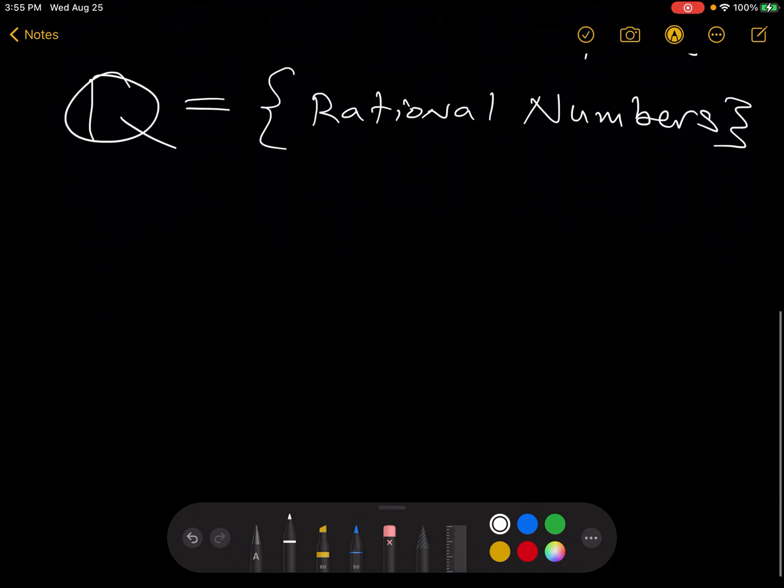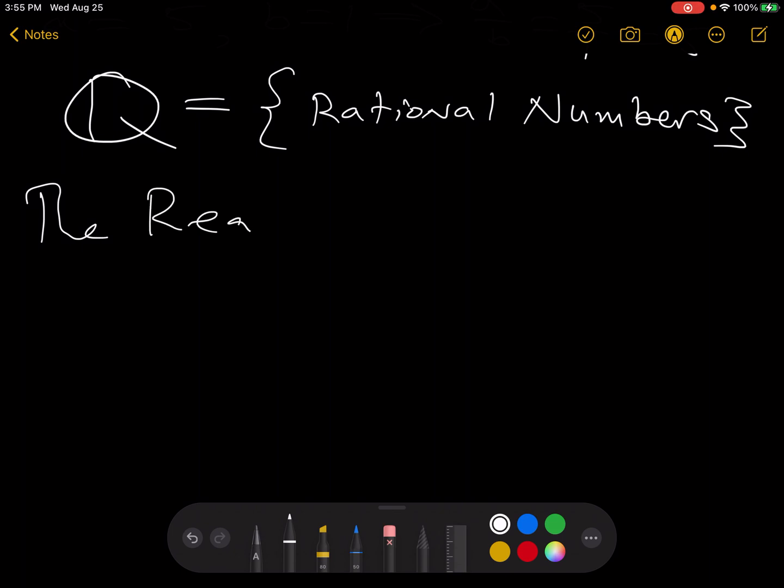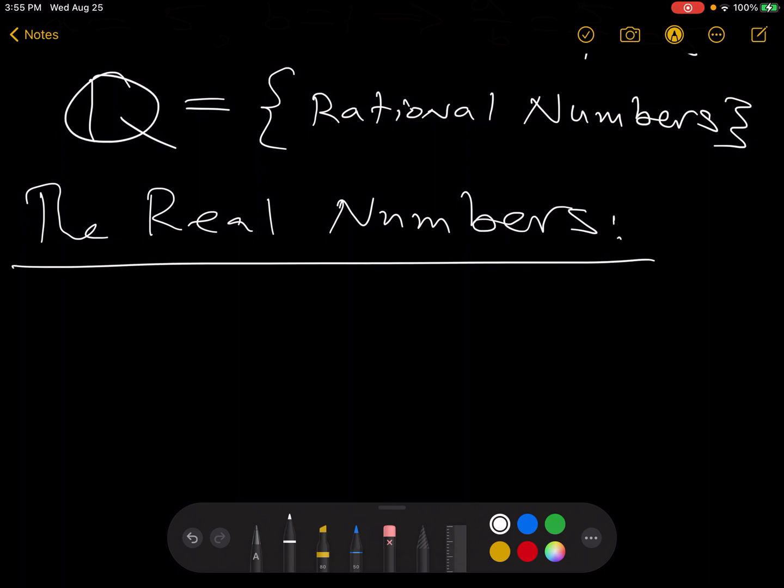All right, moving on. Now let's talk about the real numbers. You can think of the real numbers as all possible decimals. Anything that you can write as a decimal. So all possible decimals.